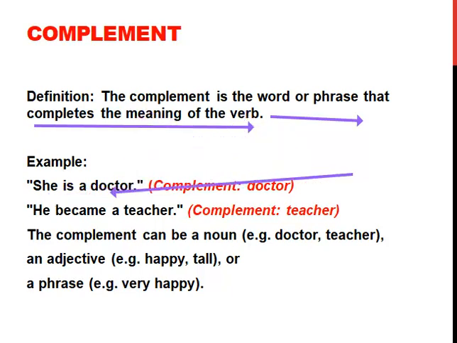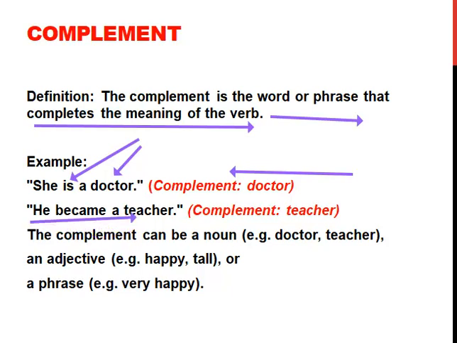For example, she is a doctor. The doctor is the complement. Why? Because it completes the verb is and the subject. He became a teacher. So the teacher is the complement because it completes the sentence.